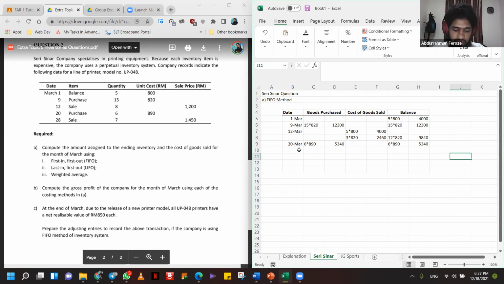Then lastly, we have a sale on 28th March. This is a sale of 7. Now that I've covered that, can one of you say how this sale should be accounted for? We have sold 7 printers on 28th March. How would the accounting be done here? Can one of you answer?